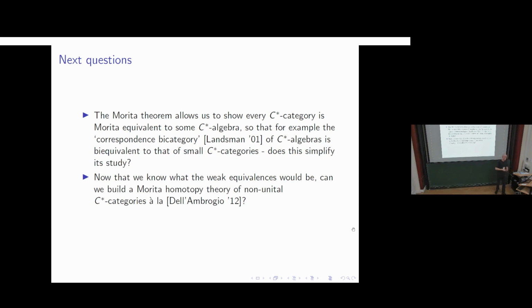Second thing is, this is really inspired by a project of my supervisor, Ivo Dell'Ambrogio, from 2012, where he built, I think one of the papers is also joint with Gonçalo Tabuada, a Morita homotopy theory of unital C-star categories. So, now that we know exactly what a Morita equivalence between non-unital C-star categories looks like, can we build some sort of Morita homotopy theory of non-unital C-star categories? Now we have this characterization.